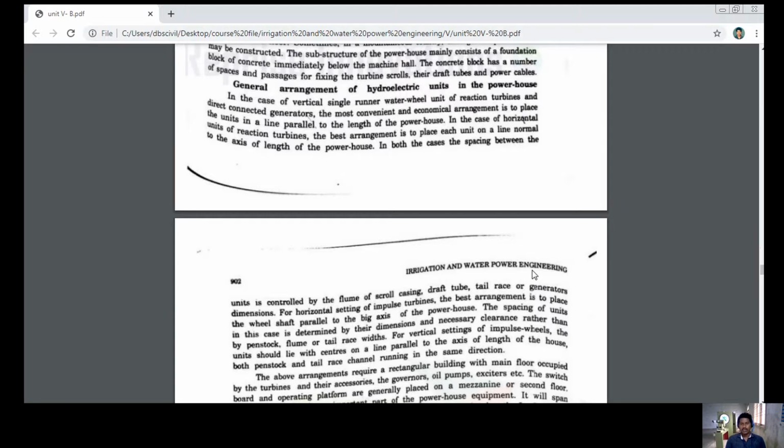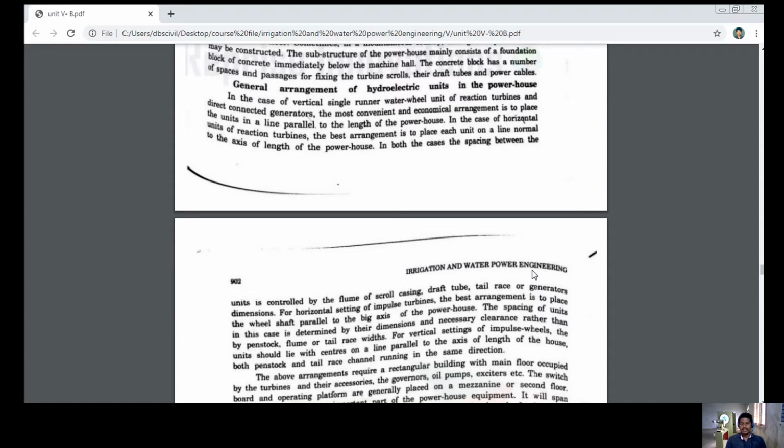For horizontal setting of impulse turbines, the best arrangement is to place the wheel shaft parallel to the length axis of the powerhouse. This makes the most convenient arrangement of the hydroelectric unit in the powerhouse. The spacing of units in this case is determined by the dimensions and necessary clearance rather than by the penstock.